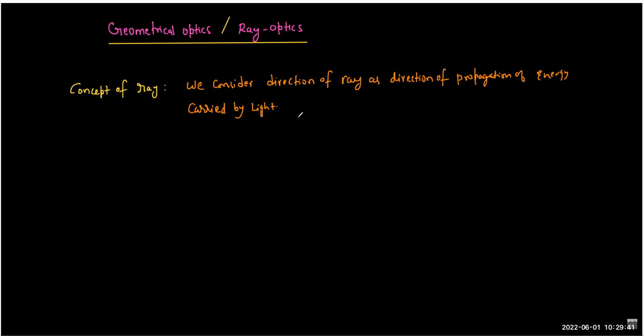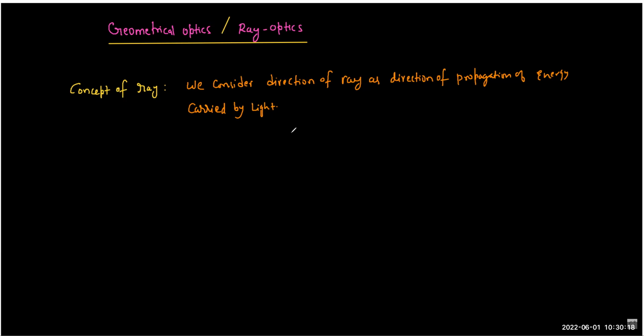Also, what we consider here is only the part of the spectrum which is called the visible region, because in geometrical optics all the image formation can be viewed only if it is falling within the visible spectrum of light. Other parts of the spectrum like UV and infrared, we don't see or perceive, so we don't consider them.